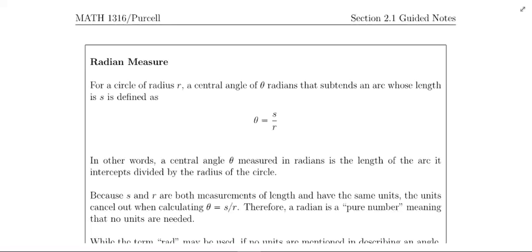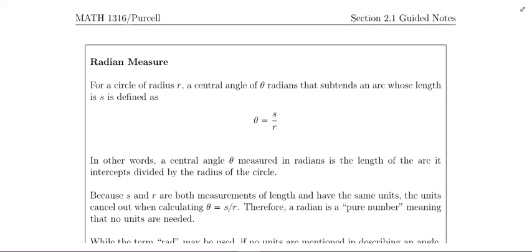It is finally time to define radian measure. Yay! So at the top of page 6, we have this big box that explains what radian measure is. So let's just read through it. Okay, so it says, for a circle of radius r, a central angle of theta radians that subtends an arc whose length is s is defined as theta is equal to s over r.